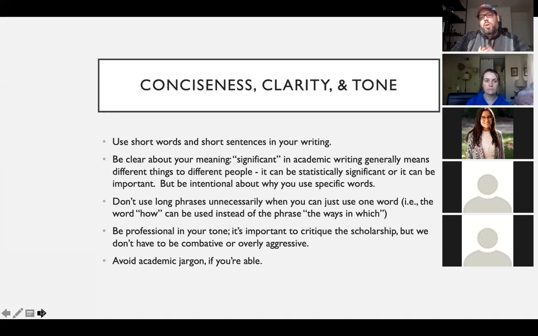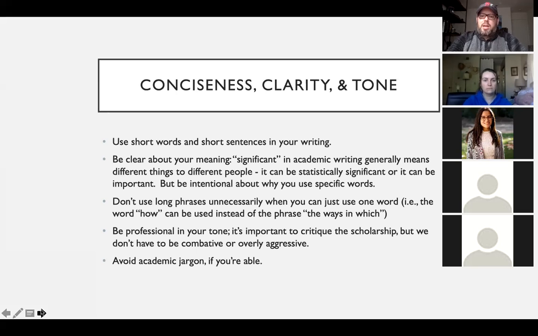So again, APA wants us to try to be concise and have a good tone and be clear in our work. So that means we should use short words and short sentences. Long run-on sentences, things that are sort of overly complex, oftentimes get muddy for the reader. And so make it simple. If you can divide a long sentence up into two or three sentences that stand on their own, go ahead and do that, right? There's nothing wrong with having short and concise sentences.